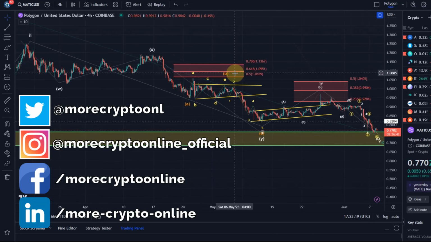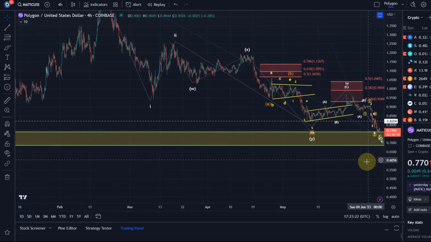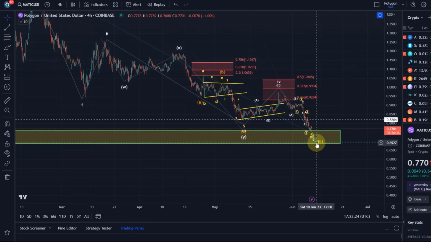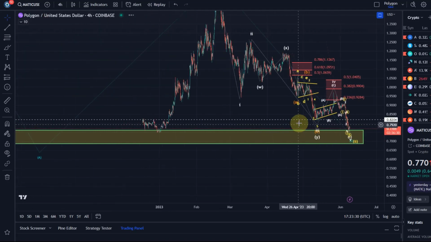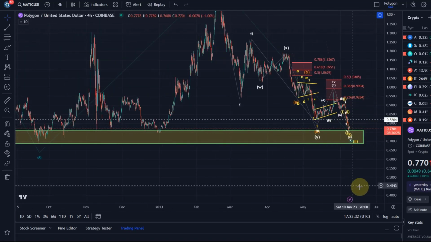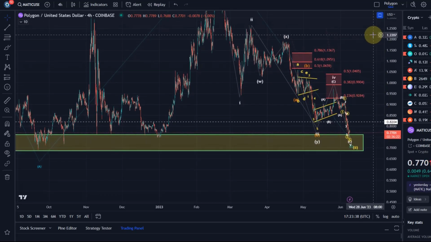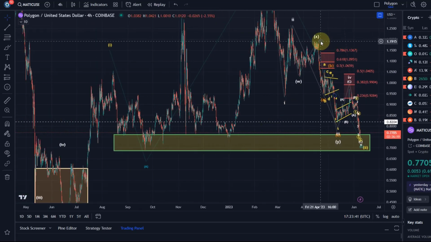MATIC has now reached what it needs to reach. We've been talking about this area around 76 to 68 cents for weeks. It's reached it now, and therefore we just need to be watching for a possible reversal. Hopefully that target did help you.